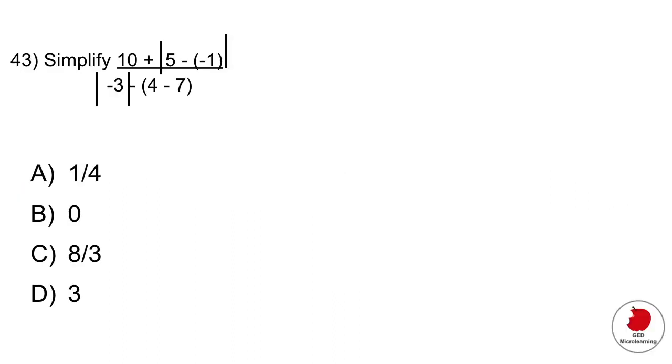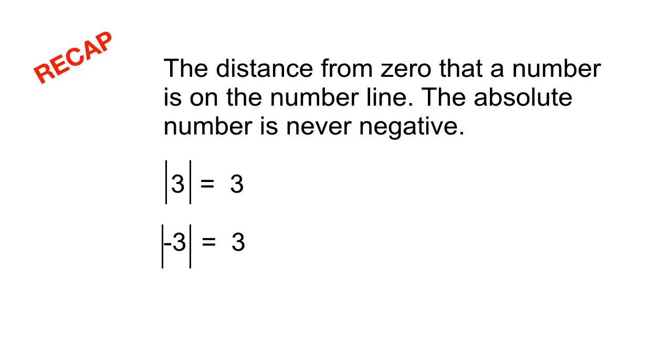All right, so this one is asking you to simplify this expression, and you can see that at the top you have absolute values at the top and in the bottom. So let's remind ourselves what this means. The formal definition of an absolute number is the distance from 0 that a number is on the number line, okay?